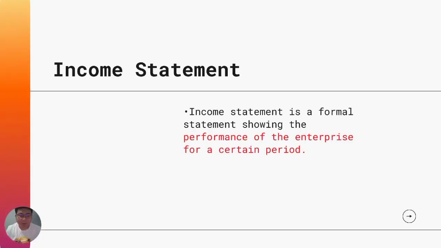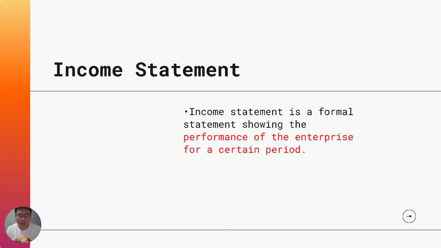And now, let's discuss another type of financial statement, which is the income statement. What is an income statement? It is a formal statement showing the performance of the enterprise for a given period of time. Kunwari, gusto mong makita yung performance ng company. Or you want to know if nalulugi ba yung company or kumikita ba siya or how much yung profit niya. This is the financial statement na kailangan mong tignan.